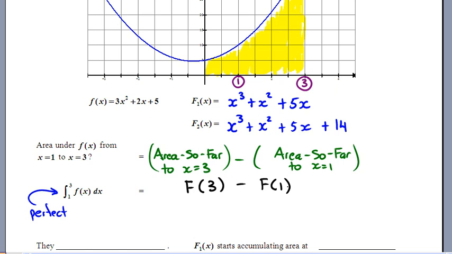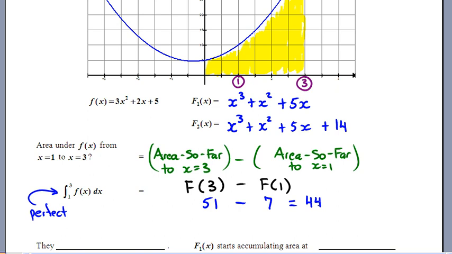Now, depending on which one of those functions I use, I get a couple of different answers. If I use the first one here, x cubed, it looks like I'm going to get a couple different answers, but then in the end they're the same. With this capital F1, x cubed plus x squared plus 5x, if I substitute in 3 and then substitute in 1, the numbers that I get are 51 and 7, and I get an answer for the area of that part that I want of 44.